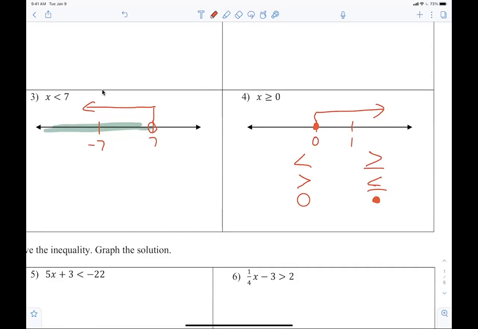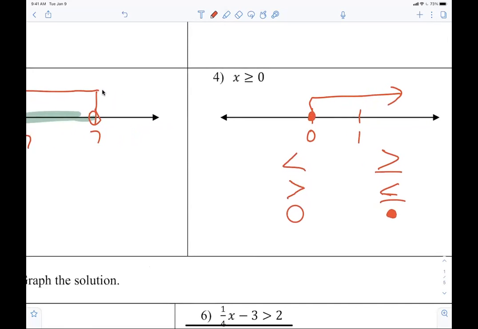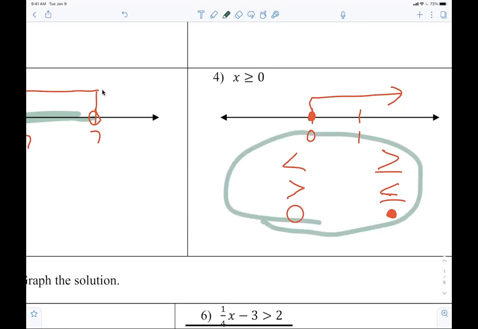If I say greater than, it's a what? Open circle, because it's not including 0. It's everything greater than. But in this case, it's greater than or equal to. So it's solid. Now, if none of that makes sense to you, then this is what you write down and you just memorize. I would prefer that you not memorize. But those are what we're doing.